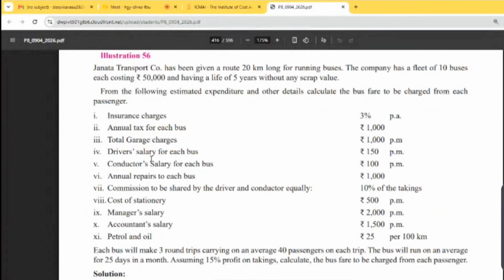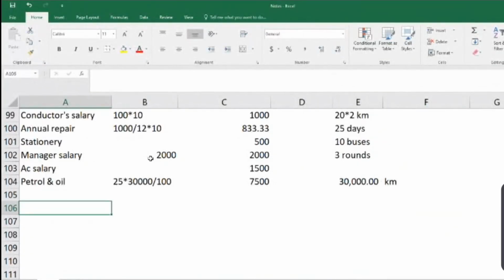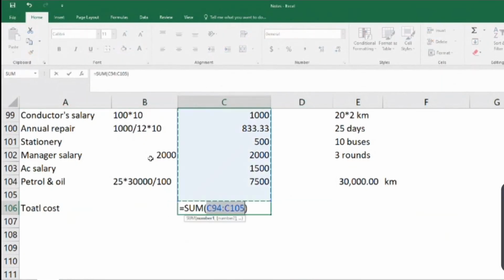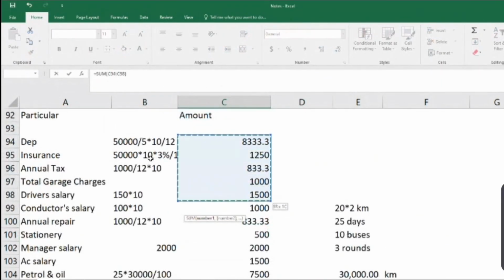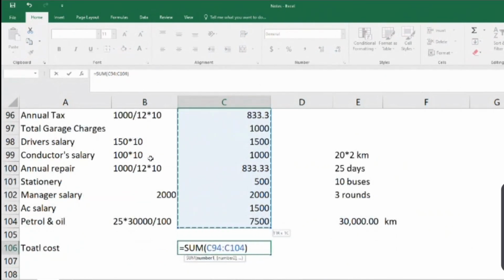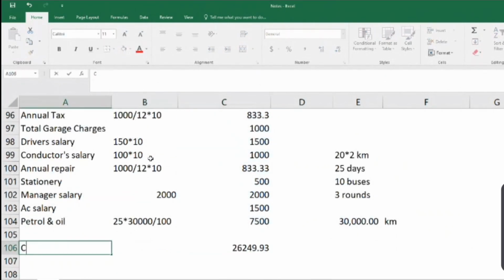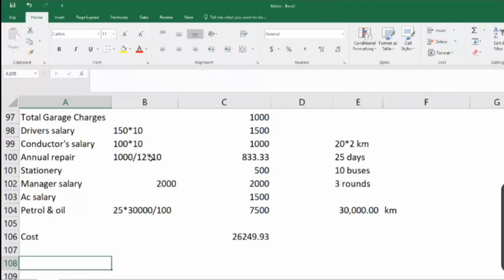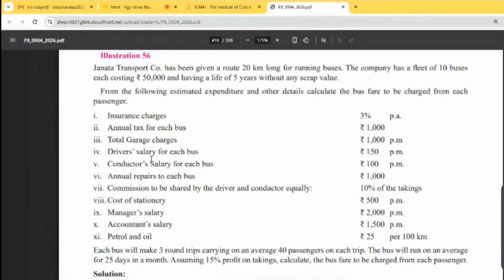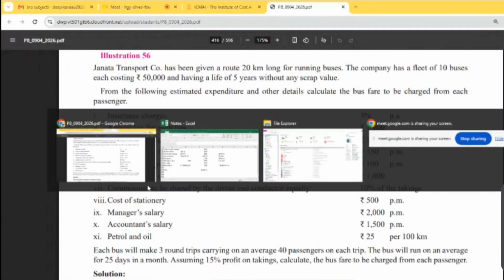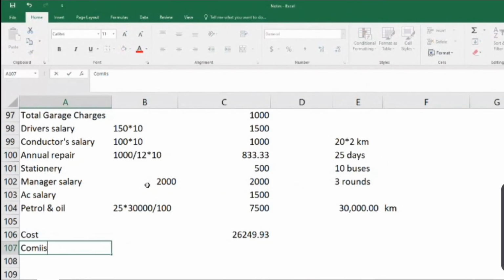What else is there? So you will be arriving at the total cost. If we add, this is not the total cost actually. The 7th adjustment we are yet to arrive. So we will just write cost. This commission we have to give. We have seen in point number 7. Commission to be shared. So commission. So pay attention to this point.